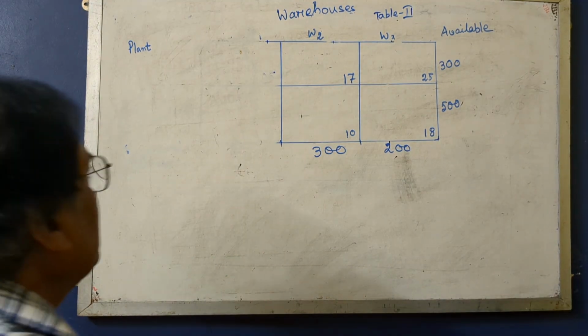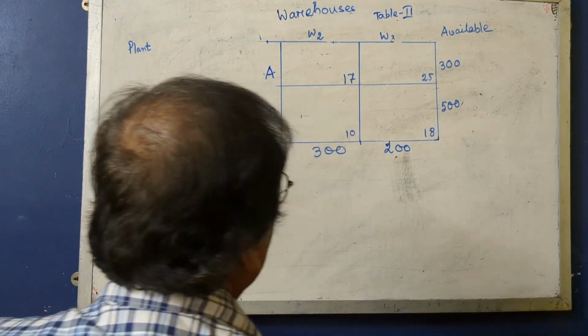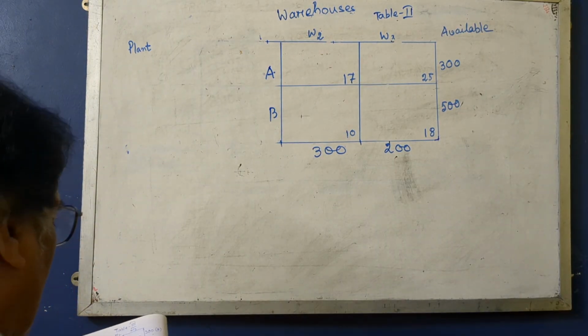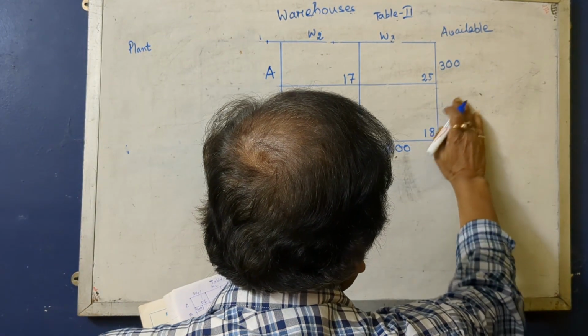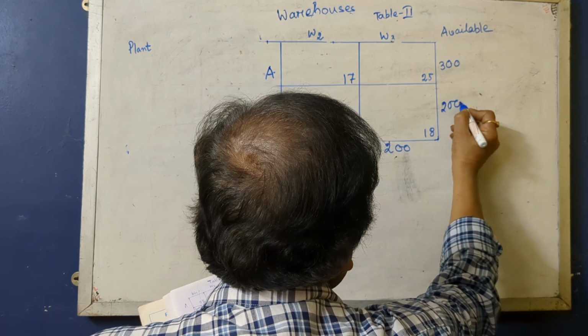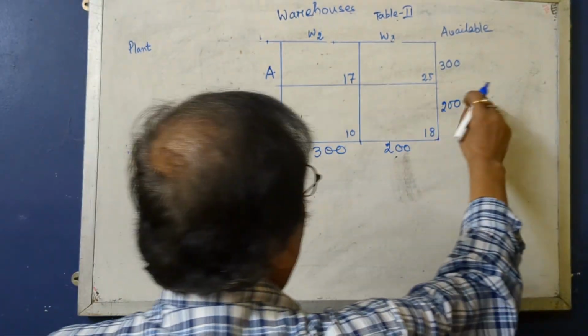This is A and B, and how much is it? 300 and 200, and here is 300 and 200, as we have already allocated 300. You can check 500 and 500. Okay, the same process you have to adopt.